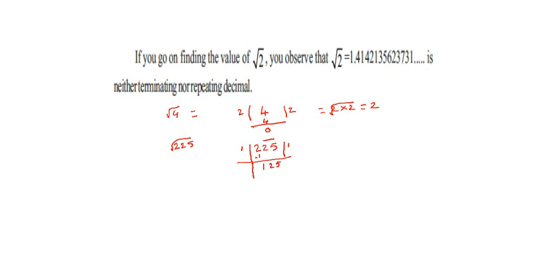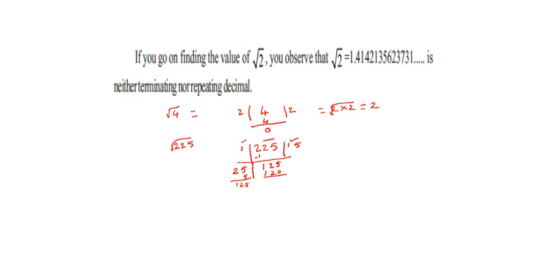You add this one to this one. 1 plus 1, 2. If you write 5 on the right side of 2, 25. 25 5s are 125. So what you get? 0.